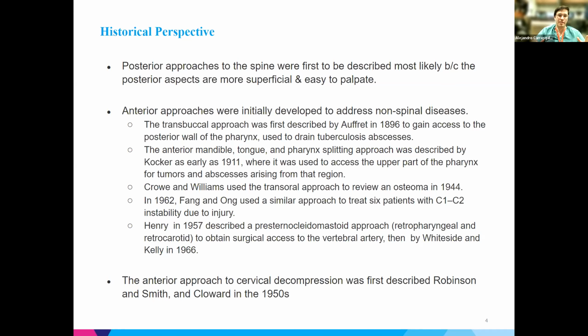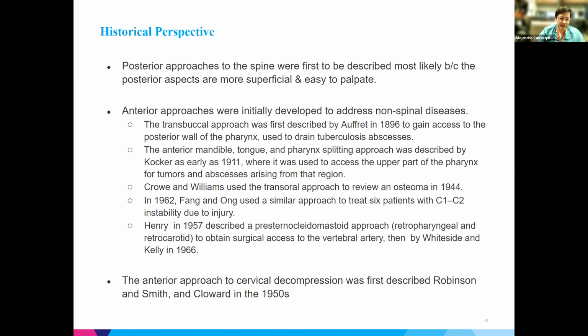Then the anterior mandible, tongue, and pharynx were split by Dr. Coker as early as 1911, used to access the upper part of the pharynx for tumors and abscesses. Crow and Williams used the transoral approach to remove an osteoma in 1944. And in 1962, Fang and Ong used a similar approach to treat 6 patients with C1, C2 instability.